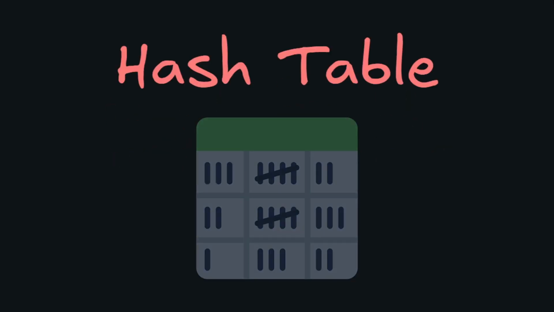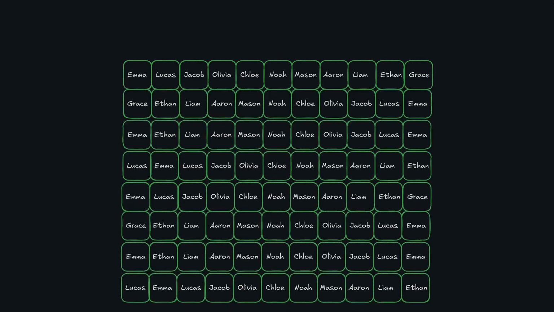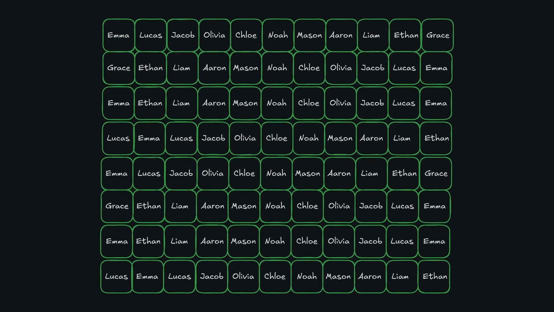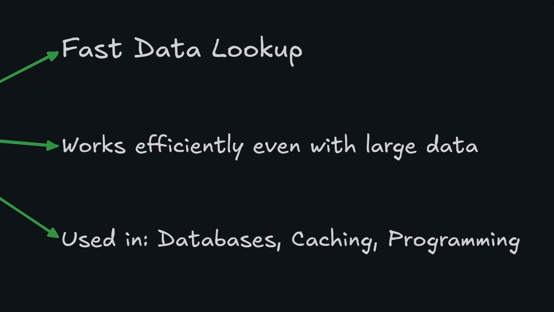A hash table is a data structure that lets you find data very quickly. It works fast even if there is a lot of data. Because of this, hash tables are common in databases, caching, and programming tasks.